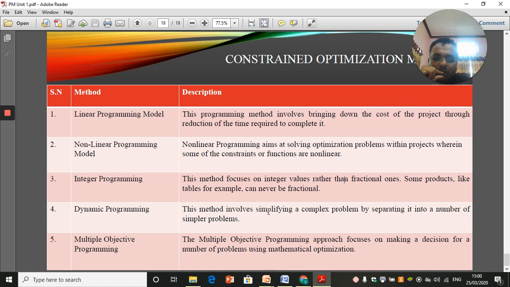And dynamic programming involves simplifying a complex problem by separating it into a number of simpler problems. So we divide a complex problem into many smaller problems, and then we try to solve these problems according to this model. Then multiple objective programming. The multiple objective programming approach focuses on making a decision for a number of problems using mathematical optimization. So we take multiple objectives, make a mathematical model, place the figures, find out which project is least in cost and more in benefit, and then we select on the basis of this.